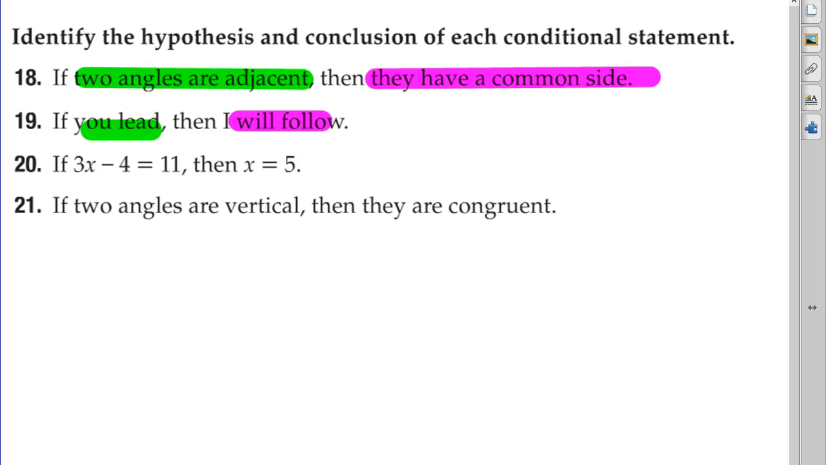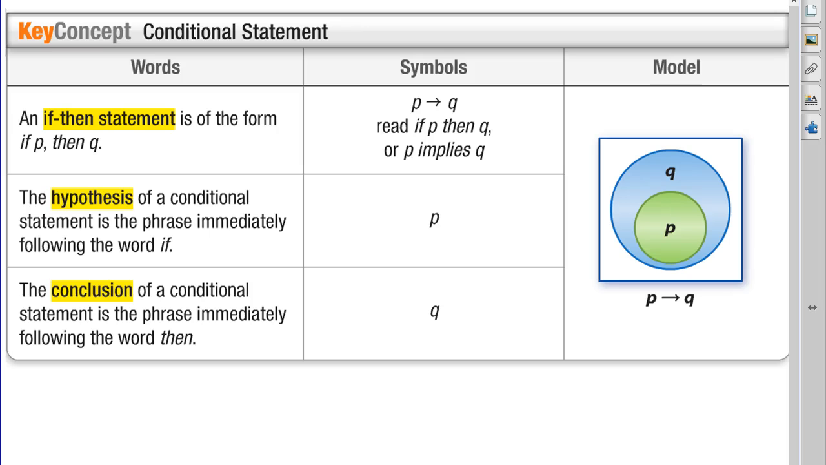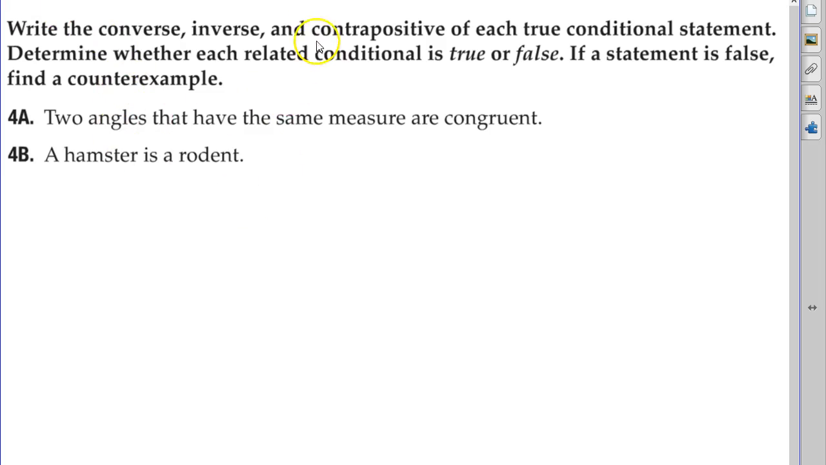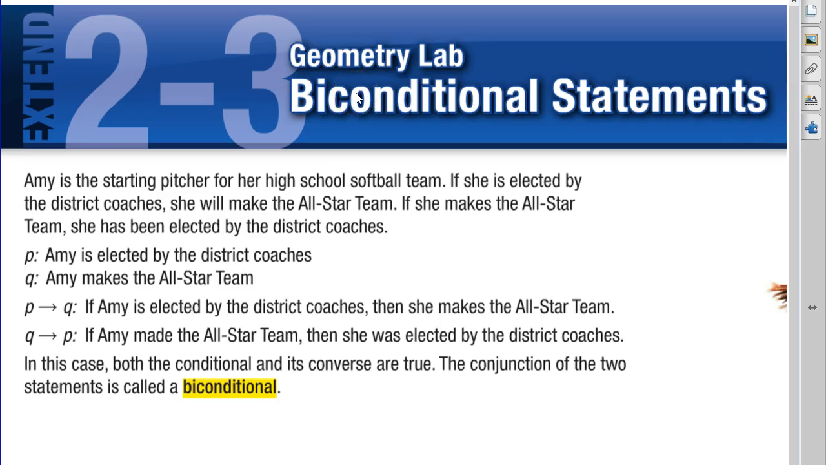An example of that, if I go back to the example here: two angles have the same measure if they are congruent. If two angles have the same measure, then they're congruent. True. If two angles are congruent, they have the same measure. True. If two angles do not have the same measure, they're not congruent. True. If two angles are not congruent, then they do not have the same measure. True. All four of those statements, the conditional, the converse, inverse, and contrapositive, are true. That means we can turn it into what we call a biconditional statement.